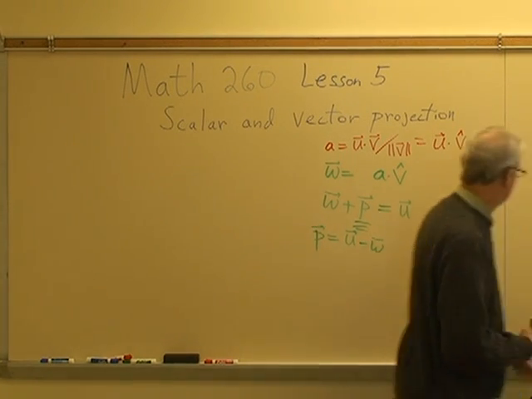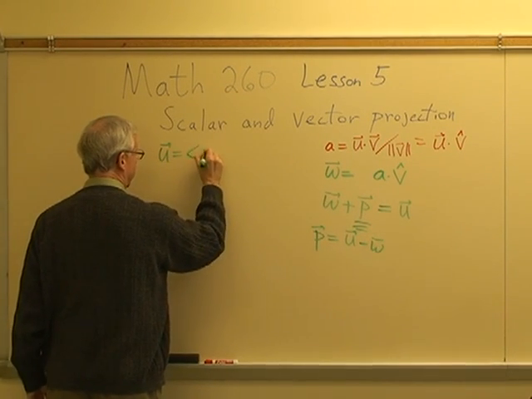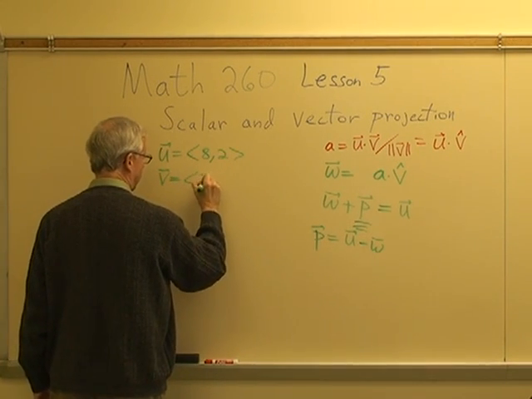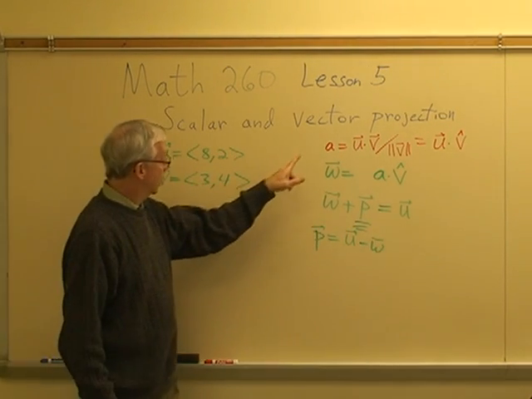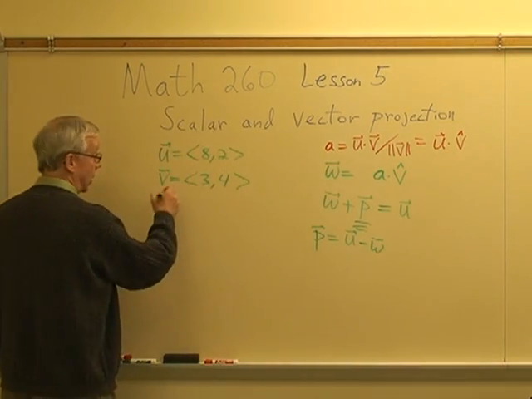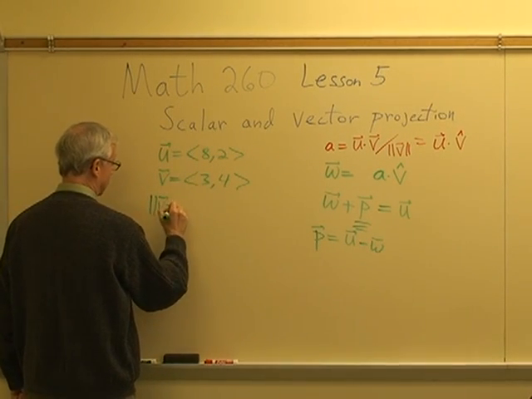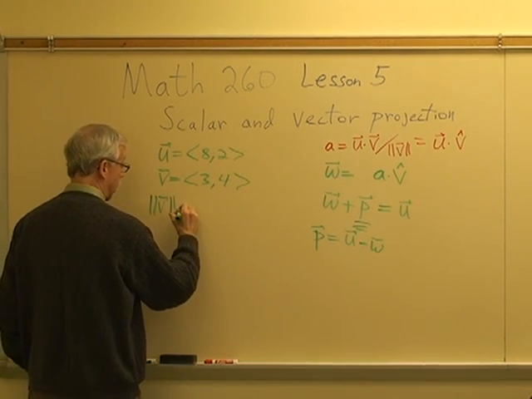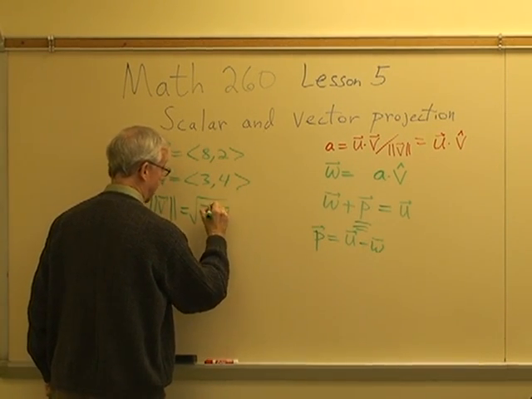I'm going to let U be the vector with components 8, 2, and V be my nice handy vector with components 3, 4. So the first thing I want to do is compute the scalar projection of U onto V. So I need to know the length of V. We start there. The length of V is defined using the dot product as the square root of V dot V. That's how I find lengths.